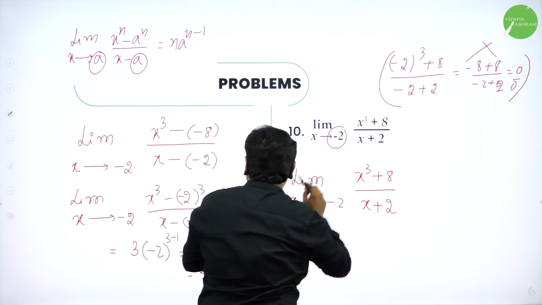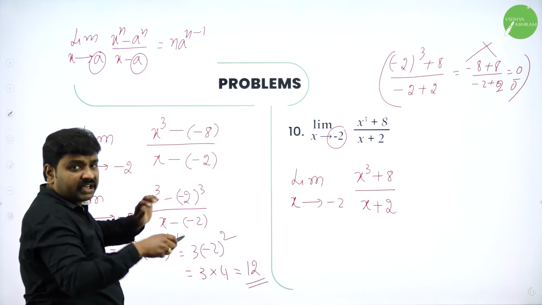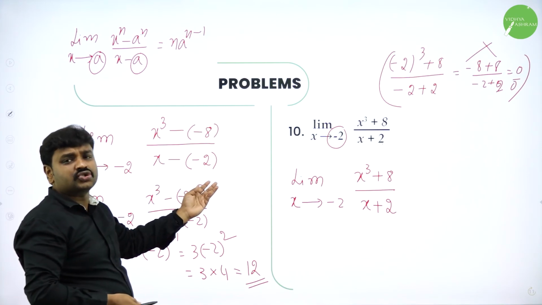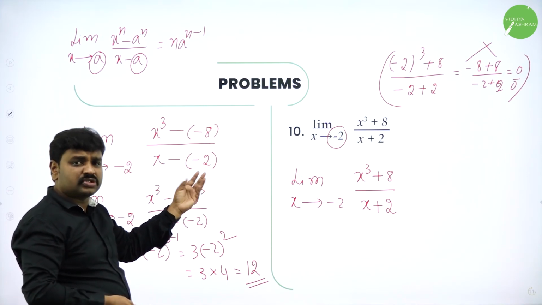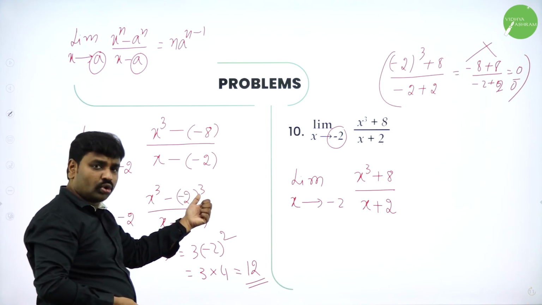So therefore, it is minus 2. I'll write plus 8 as what? Minus of minus 8. And minus 8 is what? Minus 2 the whole cube. What is minus 2 the whole cube? Minus 2 into minus 2 into minus 2 is minus 8. Instead of minus 8, write it as minus 2 whole cube.